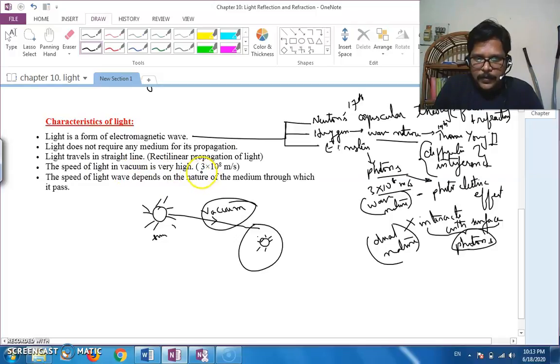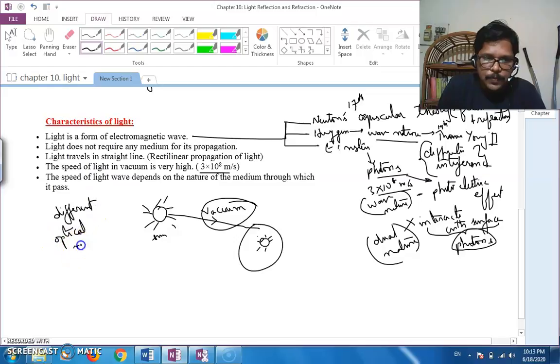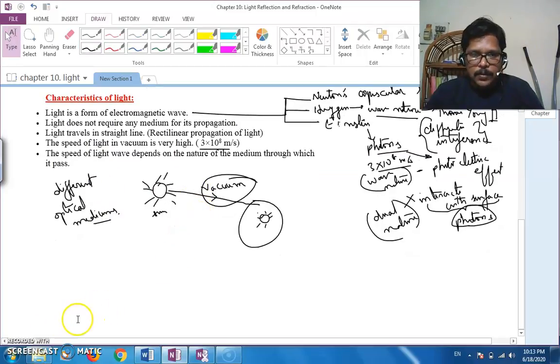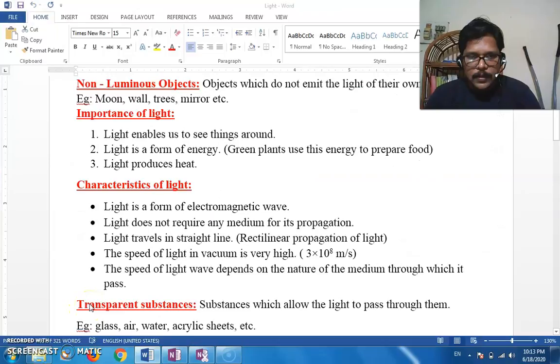The speed of light is very high, in fact maximum, when it is traveling through vacuum. It is 3 into 10 power 8 meters per second. The speed of light depends on the nature of the medium. That means the speed of light changes from medium to medium. Speed of light is different for different optical mediums. Okay, we will see the next topic.